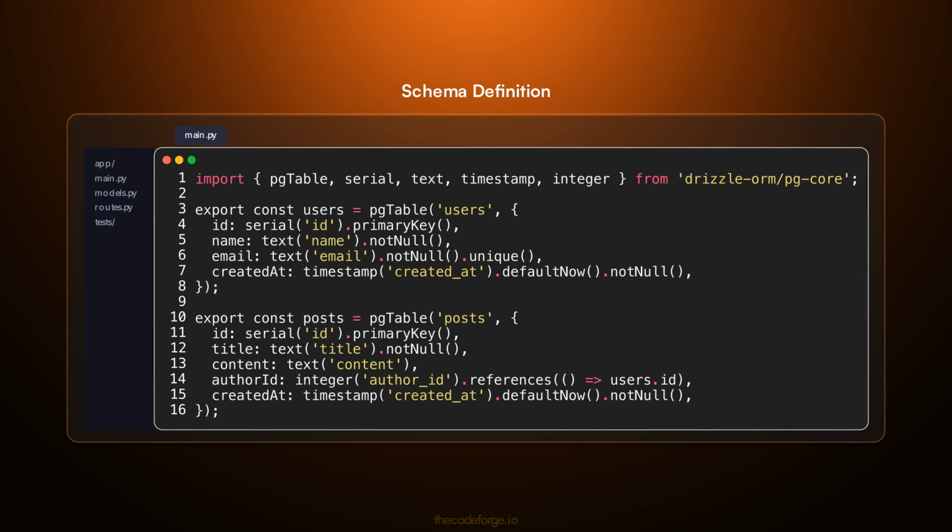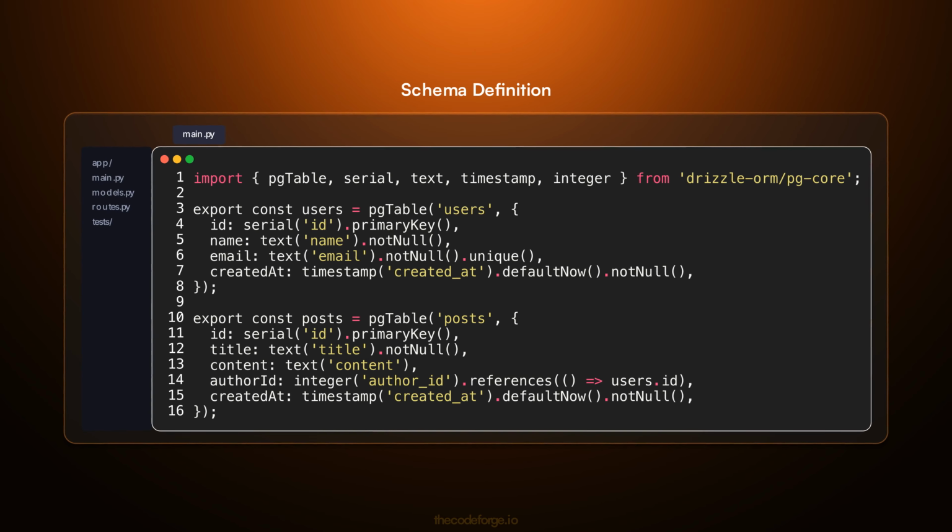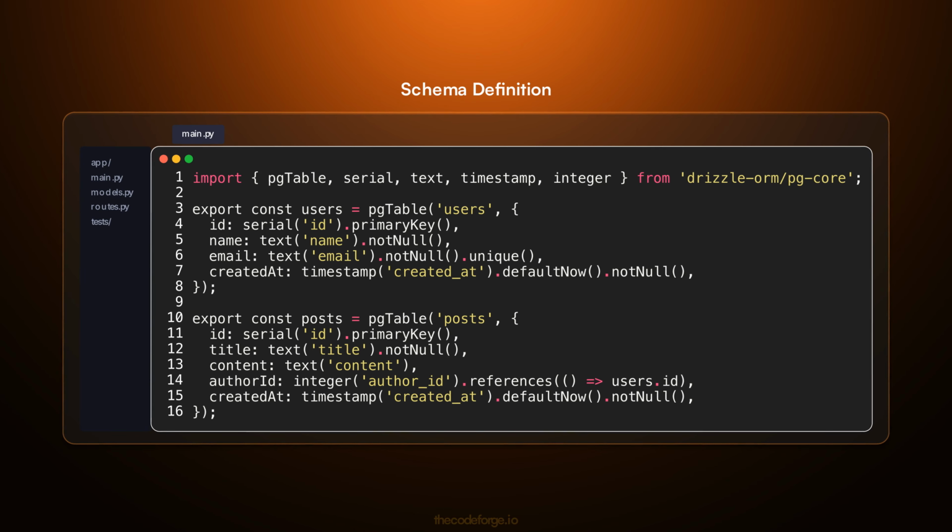Here we define two tables, users and posts. Serial creates an auto-incrementing integer column. Always add notNull constraints and defaults where appropriate to avoid null pointer issues.